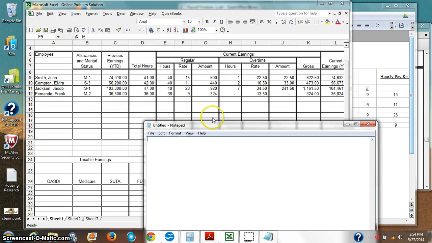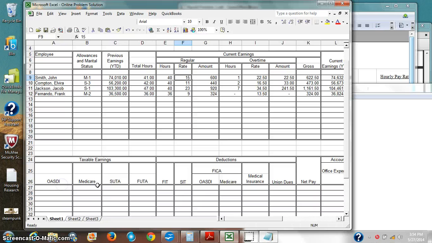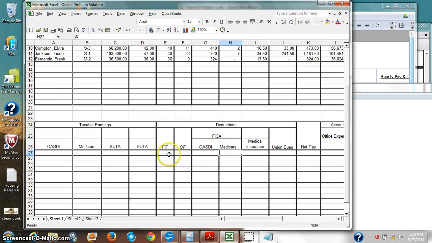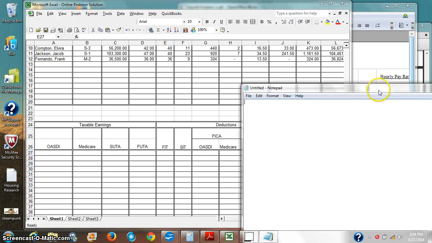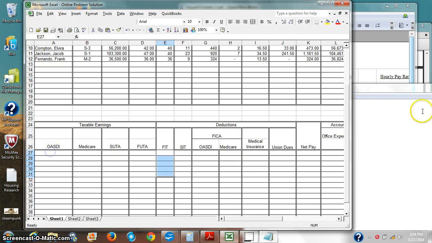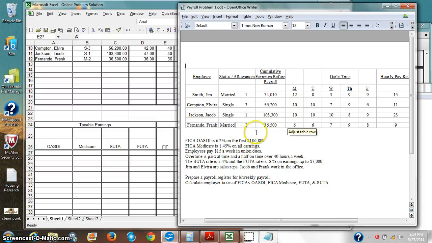And when I'm figuring tax, I'm going to have the total amount that I'm going to multiply times the tax rate for most of these things here. Now that doesn't include federal income tax, because that's figured a bit differently, but I'll show you that in a little while. But first, let's look at this problem here once more.